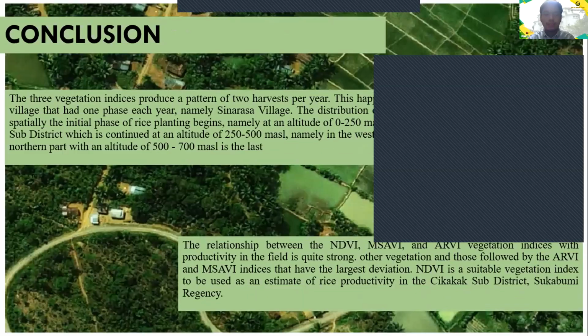For the first conclusion, the rice vegetation index produces a pattern of 2 harvests per year, and the distribution begins at the south part and continues to the west, center, and east, which is the second part, and the north is the last part. For the second conclusion, the relationship between NDVI, modified SAVI, and ARVI is quite strong. The other vegetation indices, followed by ARVI and MSAVI, have a large deviation, and NDVI is a suitable vegetation index to be used to estimate rice productivity in Cikakak subdistrict, Sukabumi Regency.